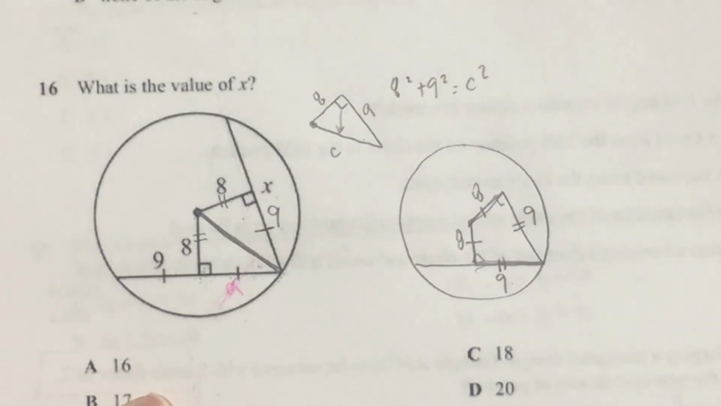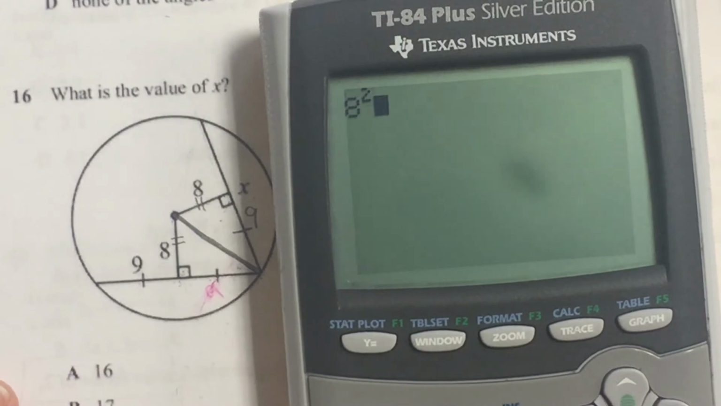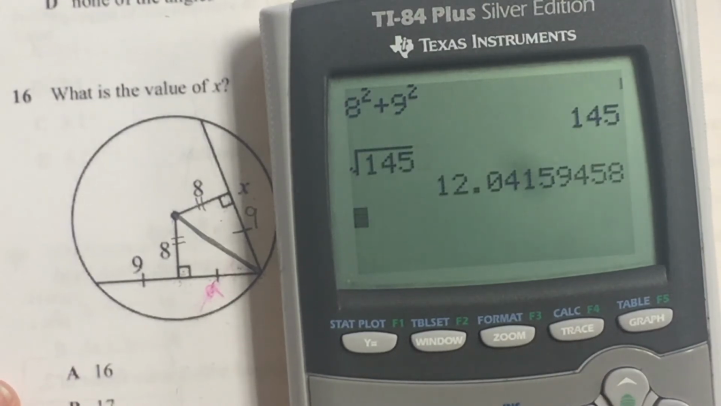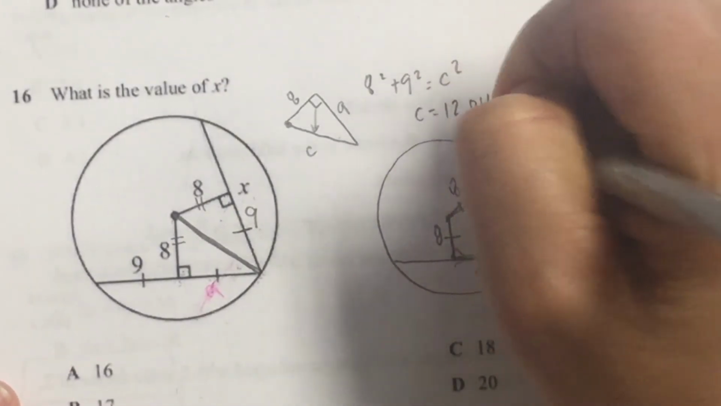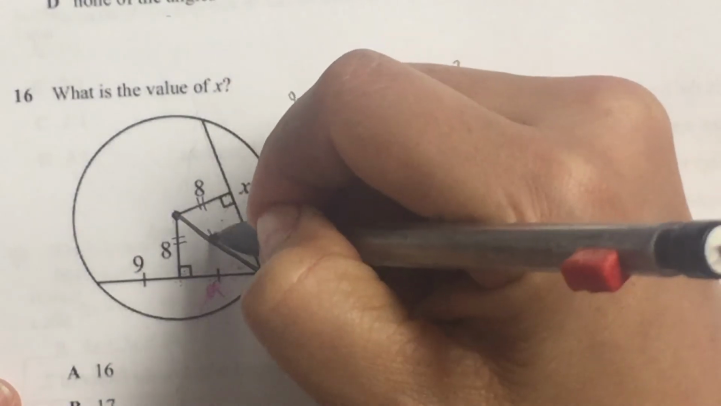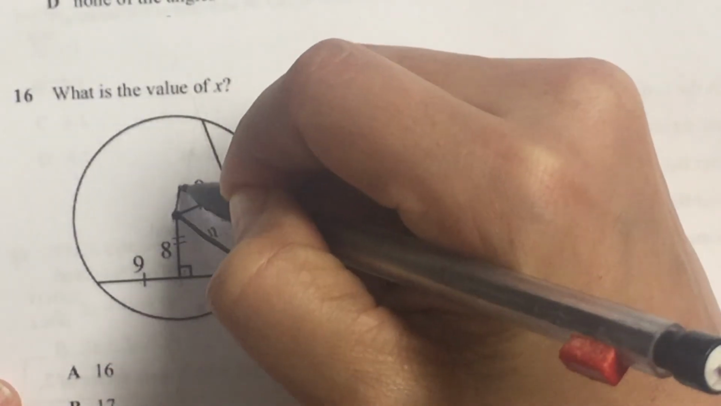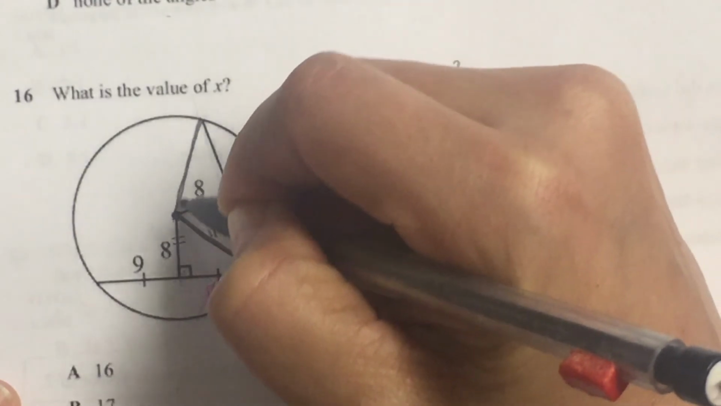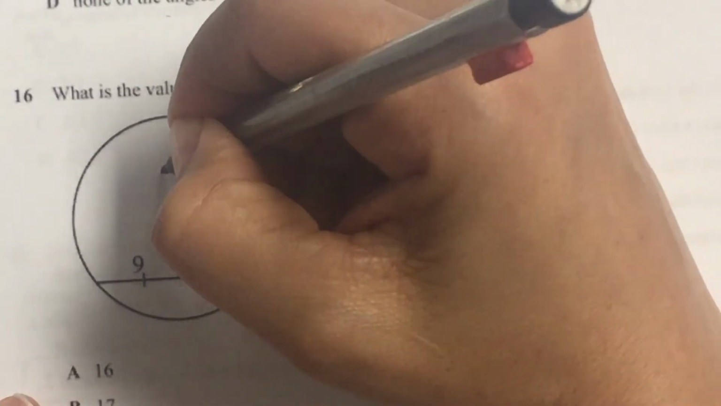Go ahead and punch that in the calculator. 8 squared plus 9 squared equals C squared. Take the square root of it, and that's C. So C is 12 point something. Now I have C, which is 12 point something. I can also use that to draw another radius right here, which is the same radius, so this is also 12 point something.